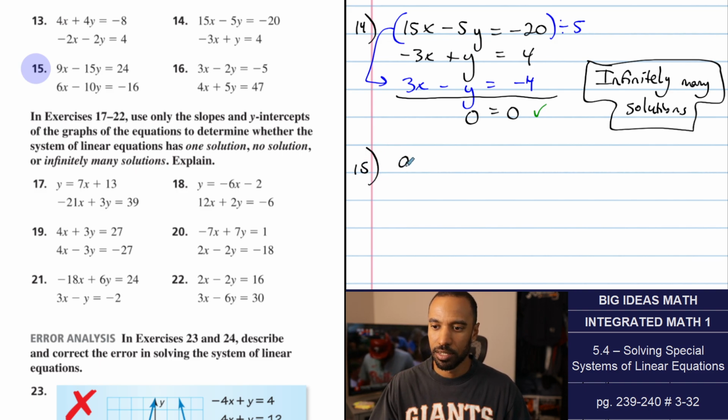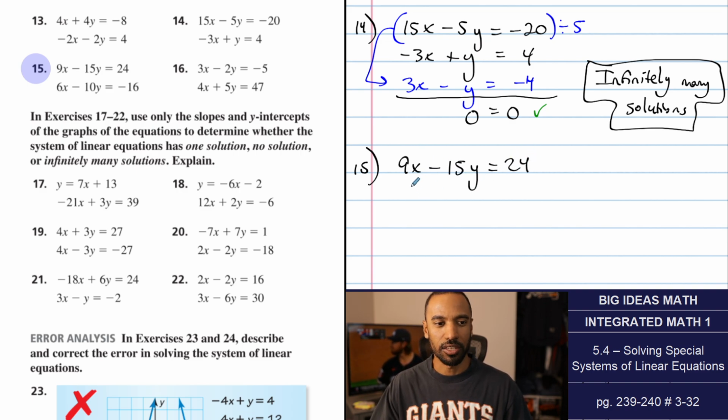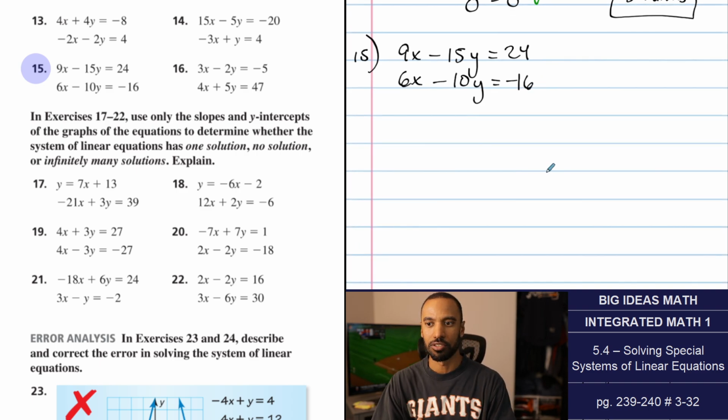Number 15, assuming things cancel, I have no idea. We got to eliminate one variable. So this is one of those ones, okay, let's say we weren't in the vacuum of special cases, and you couldn't tell off the bat that this would be a special case, because it's likely that it is. It kind of looks like it is for reasons.